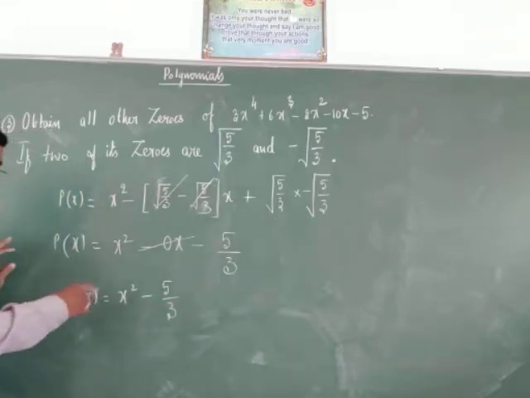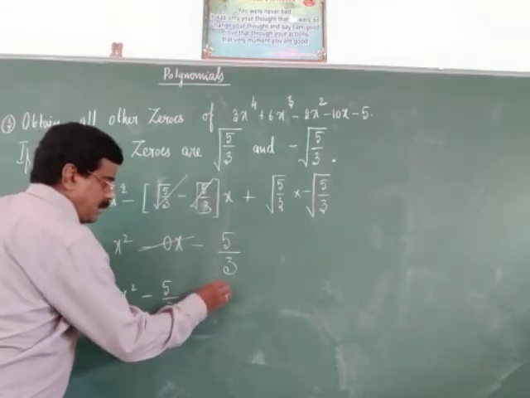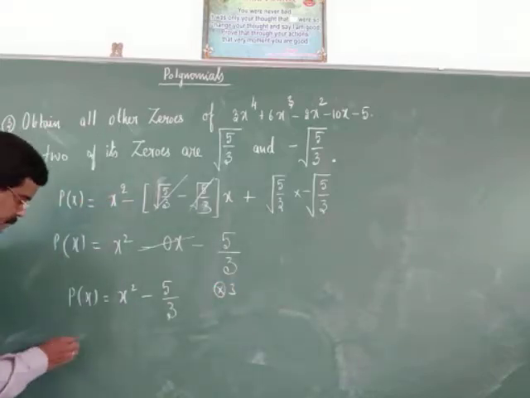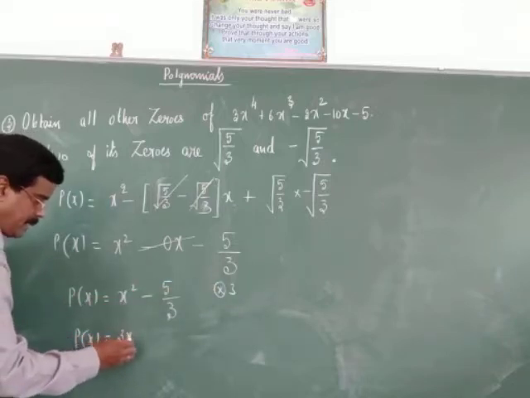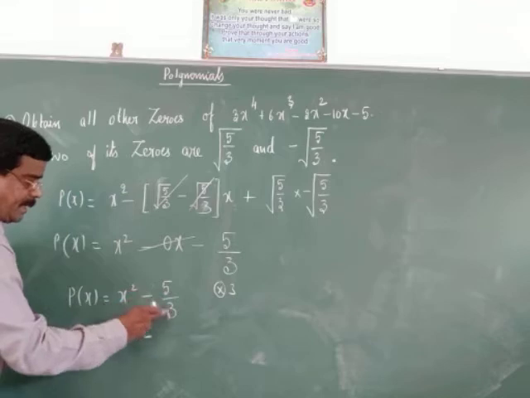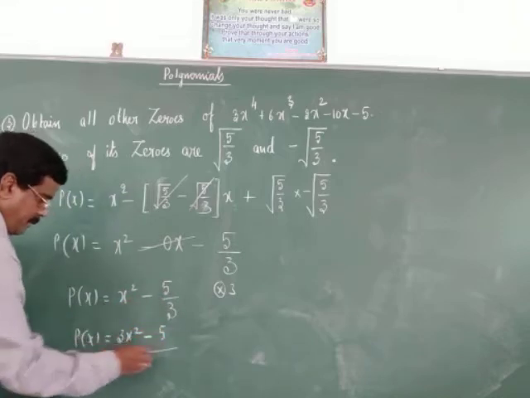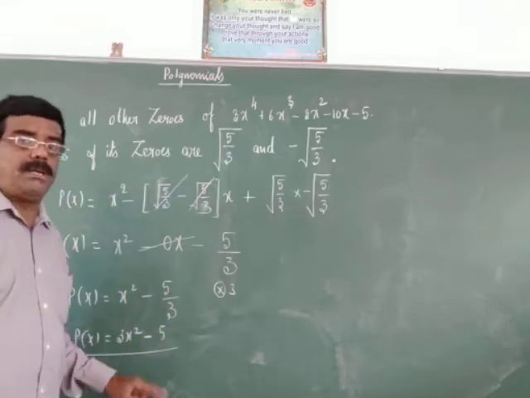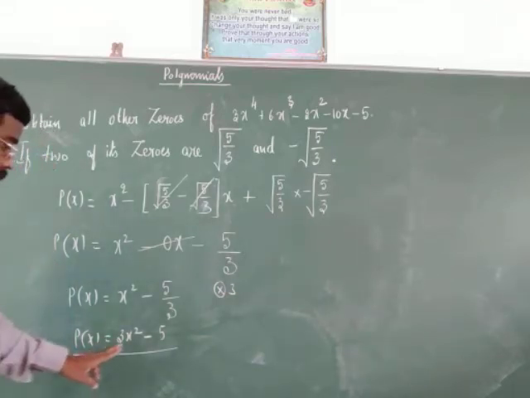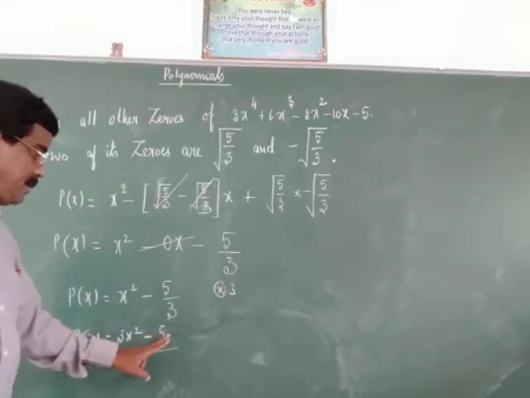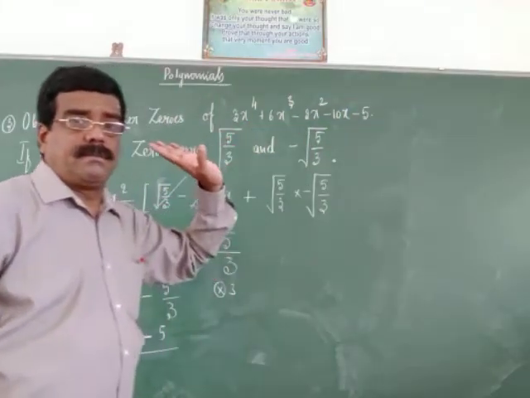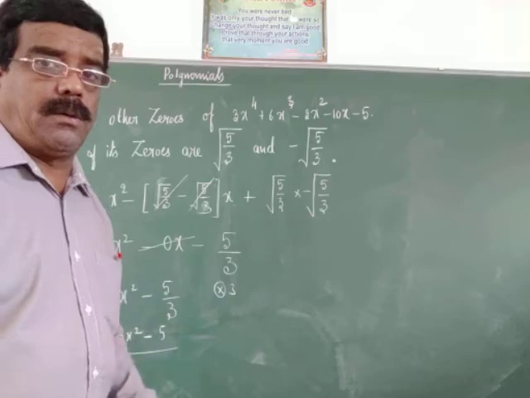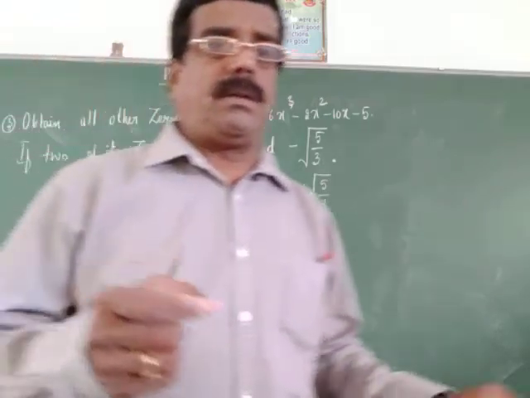But be careful, here I should multiply by 3. So show that step. Multiply by 3 means this polynomial p(x) is equal to x square into 3, that is 3x square minus, see, 3 and 3 get cancelled, you will be getting 5. So this is one of the polynomials. To divide this, you can consider this as the divisor and the given polynomial as the dividend. If you divide, you get another quadratic polynomial, which we will do now.